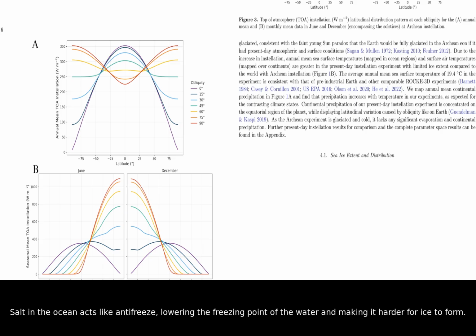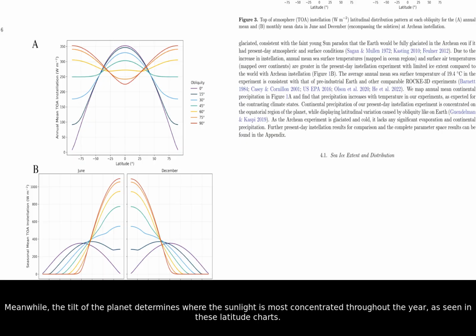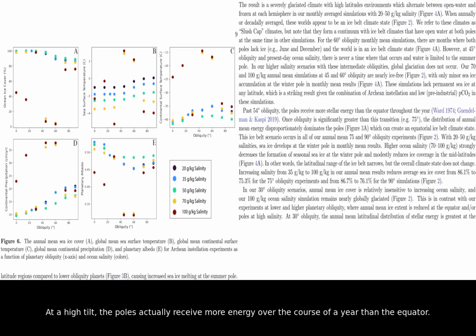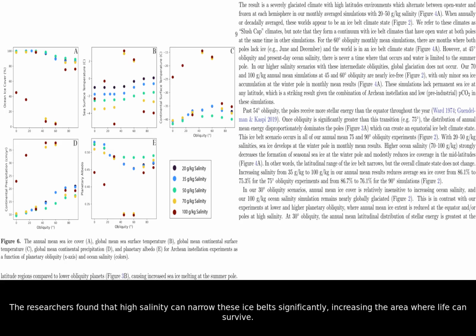Salt in the ocean acts like antifreeze, lowering the freezing point of the water and making it harder for ice to form. Meanwhile, the tilt of the planet determines where the sunlight is most concentrated throughout the year, as seen in these latitude charts. At a high tilt, the poles actually receive more energy over the course of a year than the equator. This can lead to equatorial ice belts where the middle of the planet is frozen while the poles are open water.